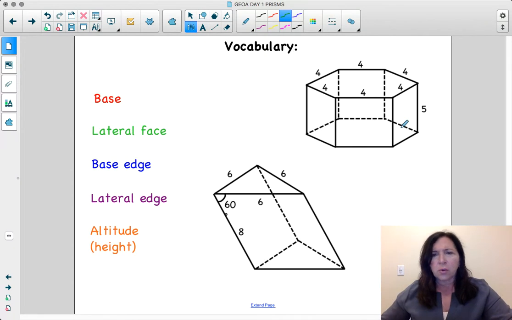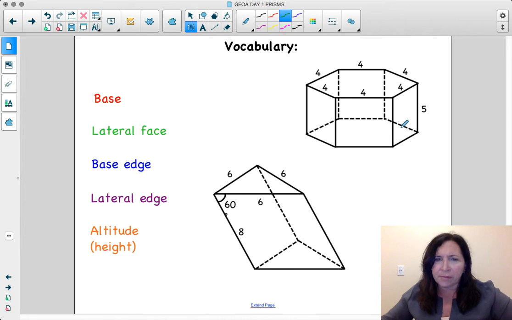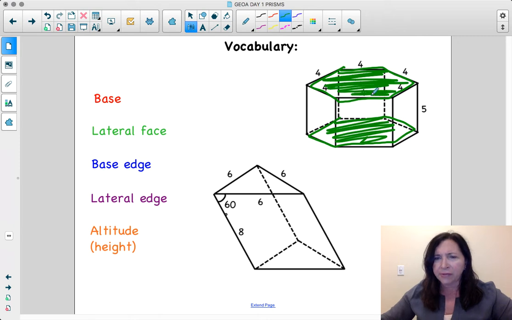Okay, so a little bit of vocabulary. We have a base. Now remember, a base is this shape down here on the bottom. But at the same time, you have two bases, and they have to be parallel. So there's another base right there.